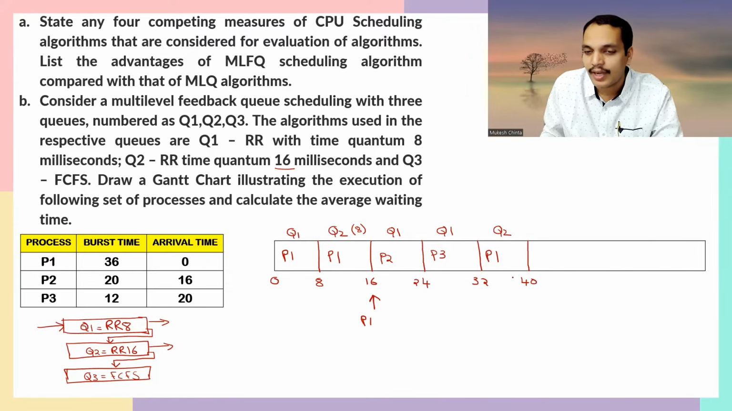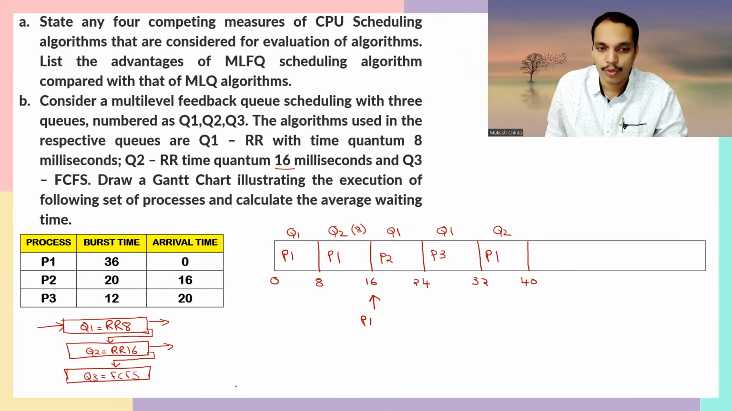You have to remember that at 40, P1 still hasn't completed its full quota of 36. It only has completed 8 plus 16, 24. Now P1 will be moved to Q3. After 40 milliseconds, P1 has still got some more burst time to complete. So this will be moved to Q3.